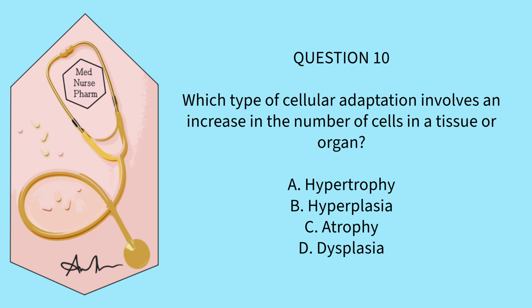Question 10. Which type of cellular adaptation involves an increase in the number of cells in a tissue or organ? Hypertrophy, hyperplasia, atrophy, dysplasia. Pause the video and select your answer.